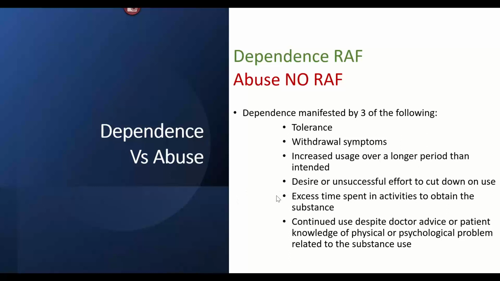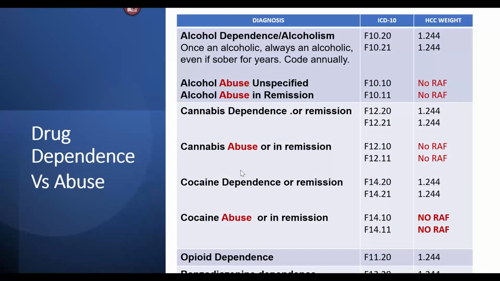Dependence versus abuse. Dependence is manifested by 3 of the following: tolerance, withdrawal, increased usage over a longer period than intended, desire or unsuccessful effort to cut down, excessive time spent in activities to obtain the substance, continued use despite doctor advice. So if they have 3 of these, they're dependent. Dependent gets RAF, abuse does not get RAF. So these are showing you all those differences when you use the dependence code versus the abuse code or in remission, okay? But dependence or remission, those codes are going to RAF as long as you differentiate that they are dependent on this.